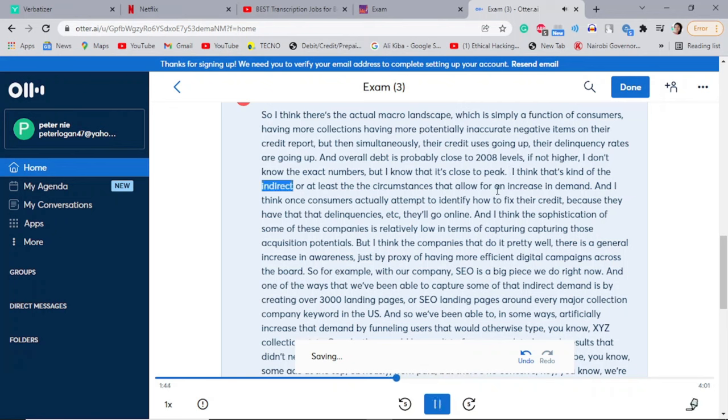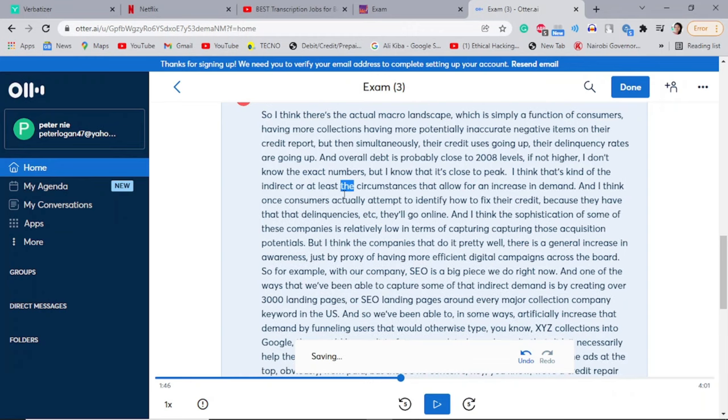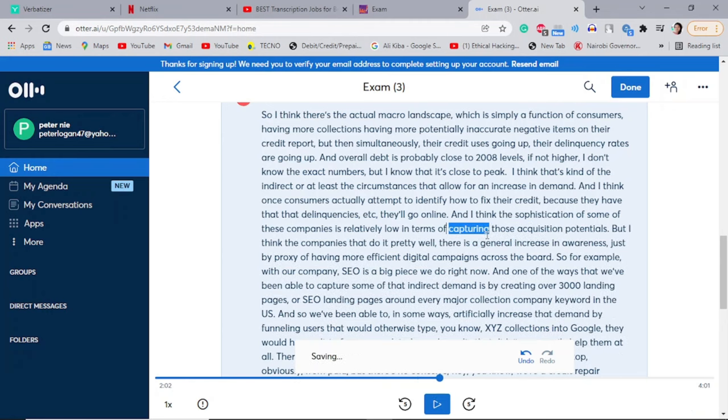I think that's kind of the indirect, or at least the circumstances that allow for an increase in demand. And I think once consumers actually attempt to identify how to fix their credit because they have debt, they have delinquencies, etc., they'll go online. And I think the sophistication of some of these companies is relatively low in terms of capturing those acquisition potentials.